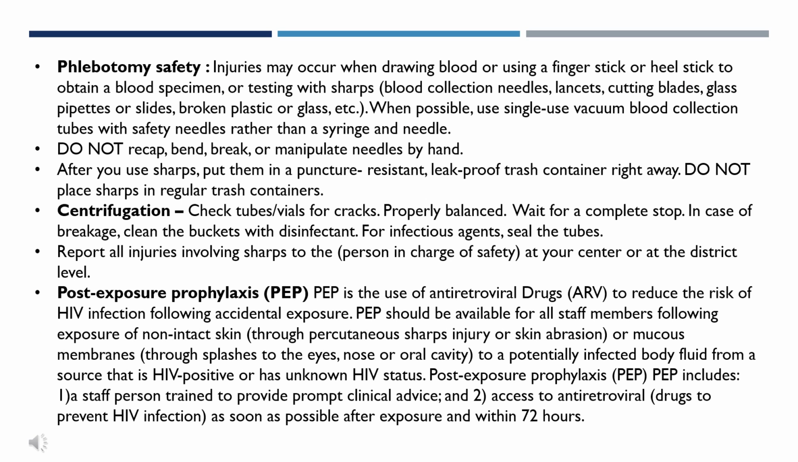Phlebotomy safety is a very crucial step, and injuries generally occur when we are drawing the blood or using a finger stick or heel prick to obtain the blood specimen or testing with the sharps. Whenever possible, we have to use the single-use vacuum blood container, which we call vacuum with safety needles, rather than a syringe and a needle. Never recap or bend or break or manipulate the needles by hand. After the use of the sharps, put them in a puncture-resistant, leak-proof container and do not overfill more than 2/3 of the container.